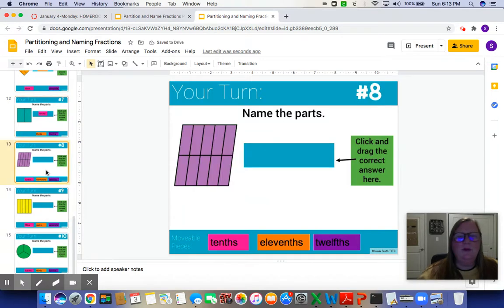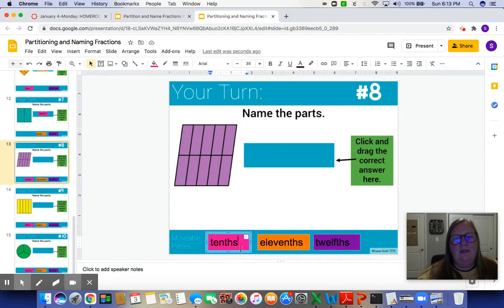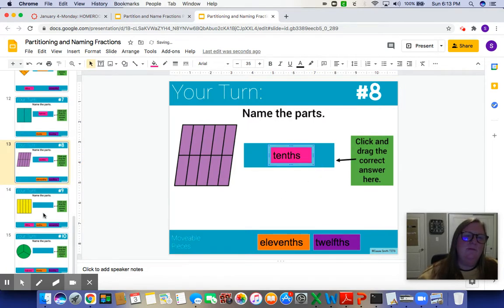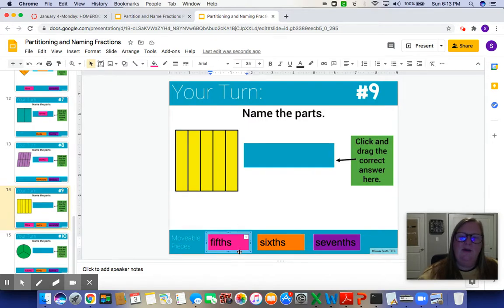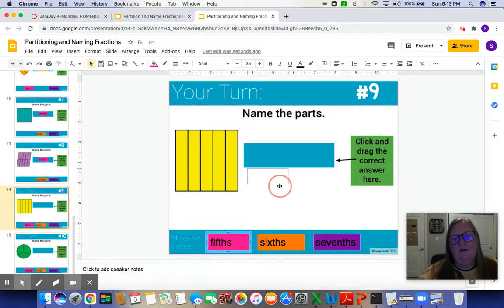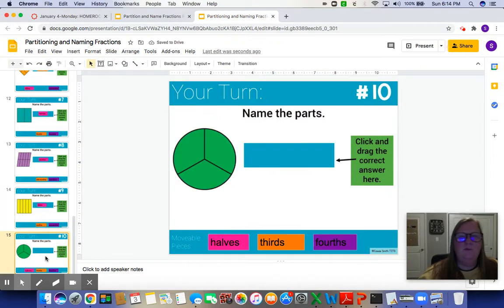All right, and the next part, where again, you'll count the pieces. 1, 2, 3, 4, 5, 6, 7, 8, 9, 10. So it's divided into 10 pieces. So it's going to be tenths. This one, 1, 2, 3, 4, 5. So it would be fifths. And I think I figured it out. If you click on the edge of the border here and then drag it. Much better.